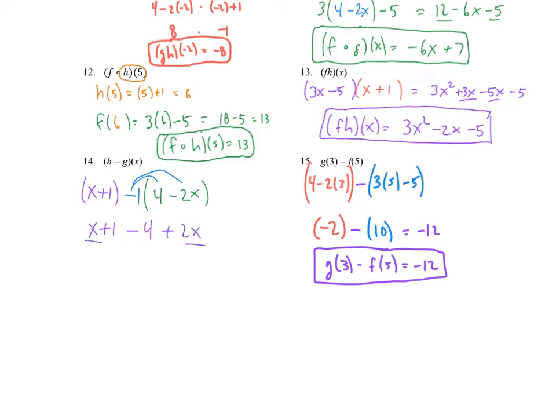Combine like terms. So h minus g of x. So my x's would be x plus 2x would be 3x. And then 1 minus 4 would be negative 3. Alright, there's that first page done.